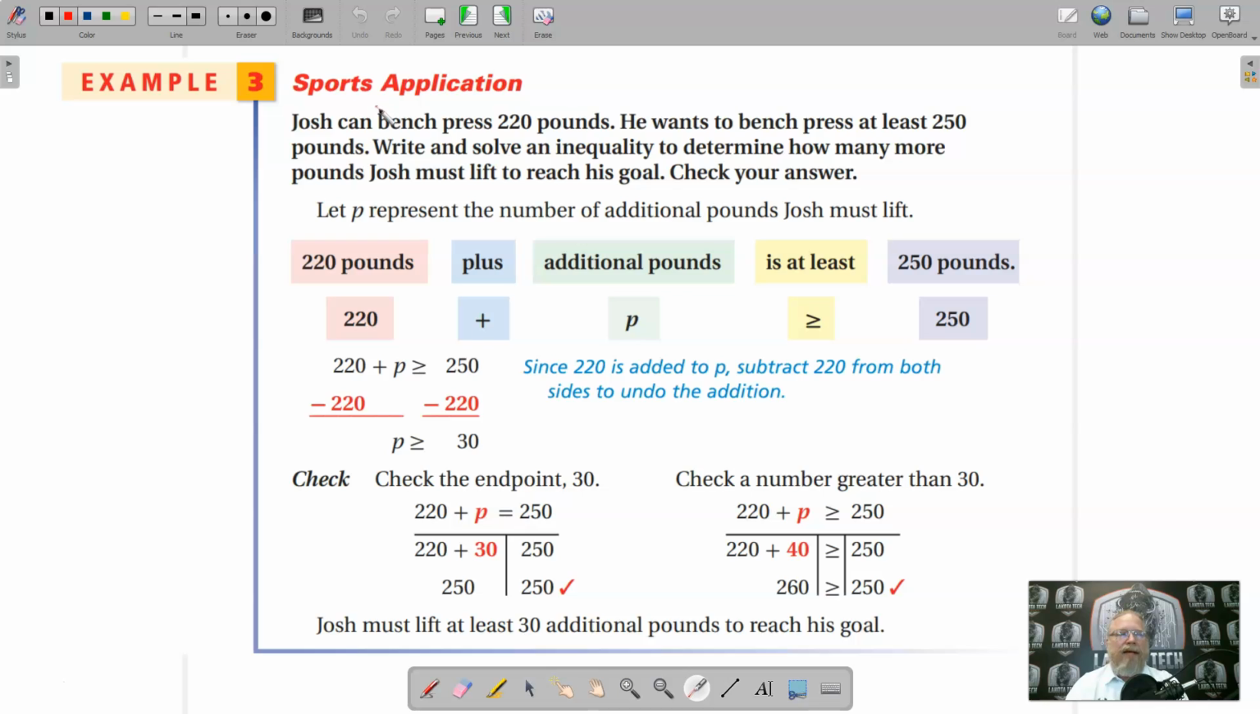Here's a sports application. Josh can bench 220 pounds. He wants to bench at least 250 pounds. Write and solve an inequality to determine how many more pounds Josh must lift to reach his goal, and then check your answer. We're going to let P represent the number of additional pounds Josh must lift. So we're going to represent that with the statement that it is 220 pounds plus any additional pounds is at least 250 pounds because we want to get to 250 pounds or more.